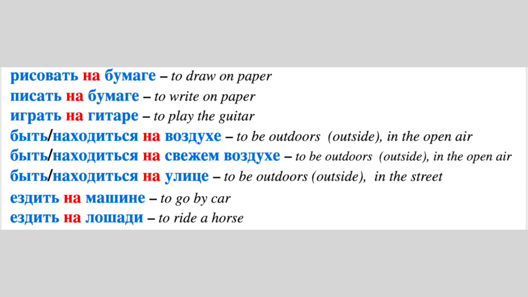You can also say быть, находиться на свежем воздухе, on the fresh air, in the open fresh air. Быть, находиться на улице, to be outdoors, outside, in the street. Ездить на машине, to go by car. Or ездить на лошади, to ride the horse.